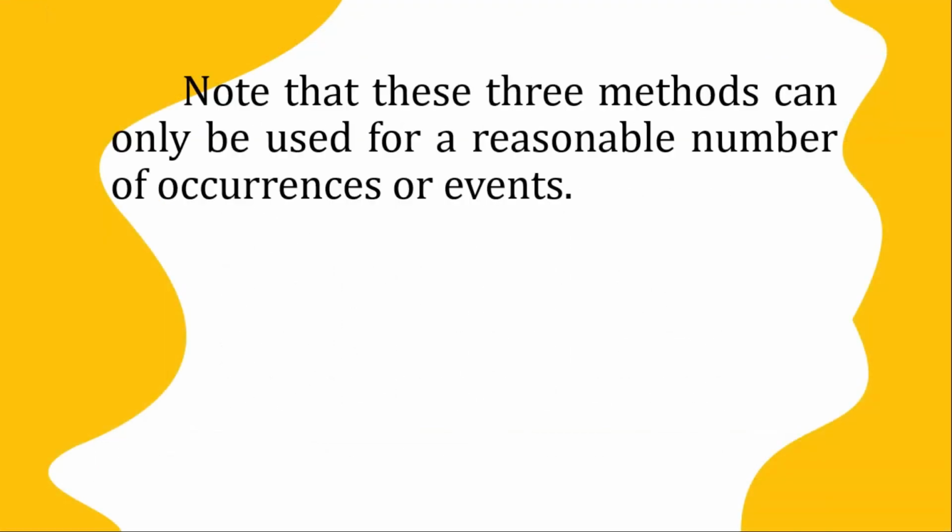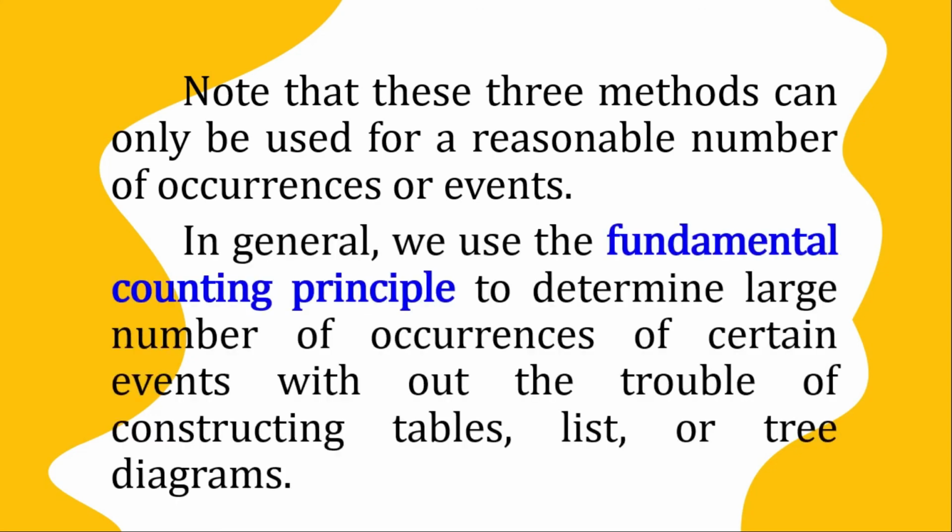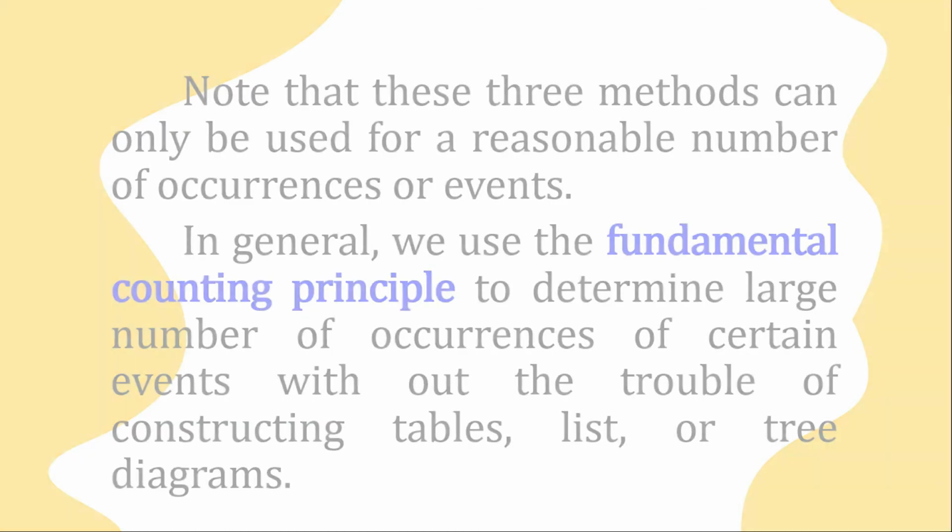Now note that these three methods can only be used for a reasonable number of occurrences or events. In general, we use the fundamental counting principle to determine the large number of occurrences of certain events without the trouble of constructing a table, list, or tree diagram. In the next tutorial, I'll be showing you how to do the fundamental counting principle without even drawing a tree diagram, list, or a grid.